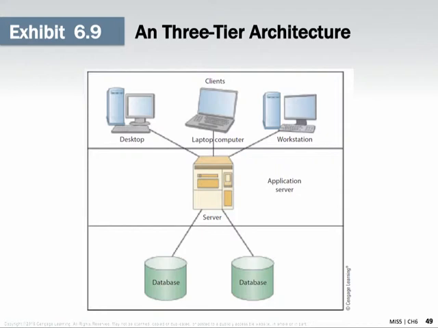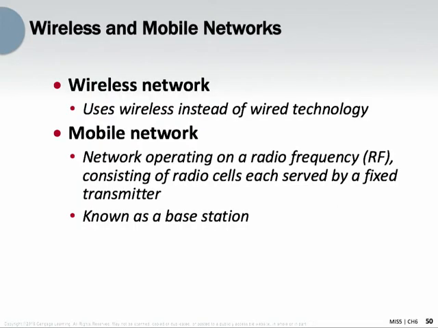So let's switch gears a little bit. Let's talk about networks from a broader perspective, more on the actual medium in which the network works. And what we're talking about here first are wireless and mobile networks. Wireless, obvious what wireless is. It's no wires. And then we have different types of wireless networks.